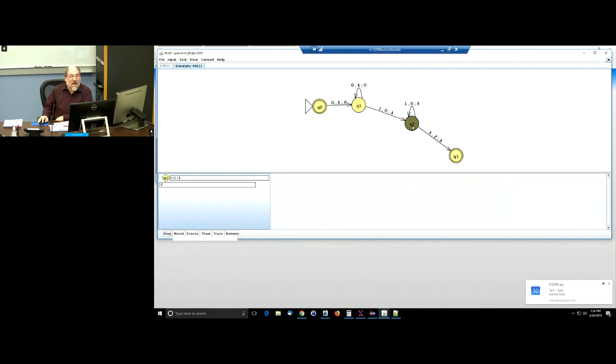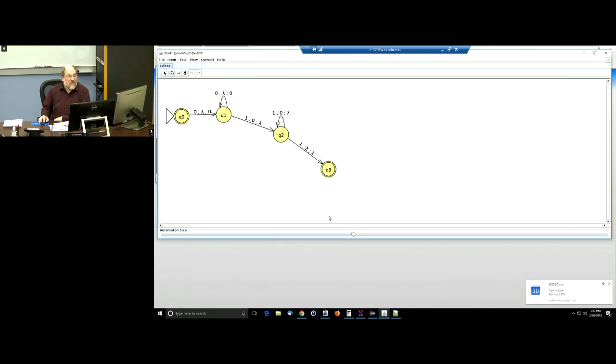We've zeroed out the stack, or emptied out the stack. We have no zeros on it, and so there's no transition out of Q2 on a 1 with an empty stack. And so at that point, we fail, and we fail because we have not processed all the input. So that does work.